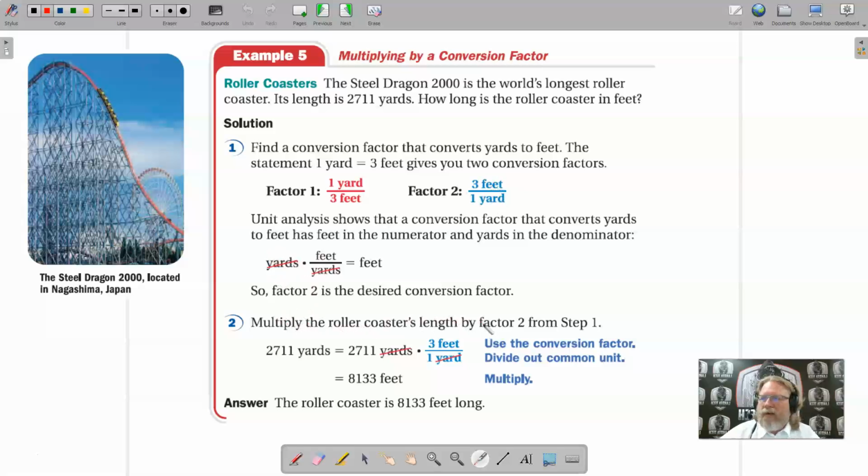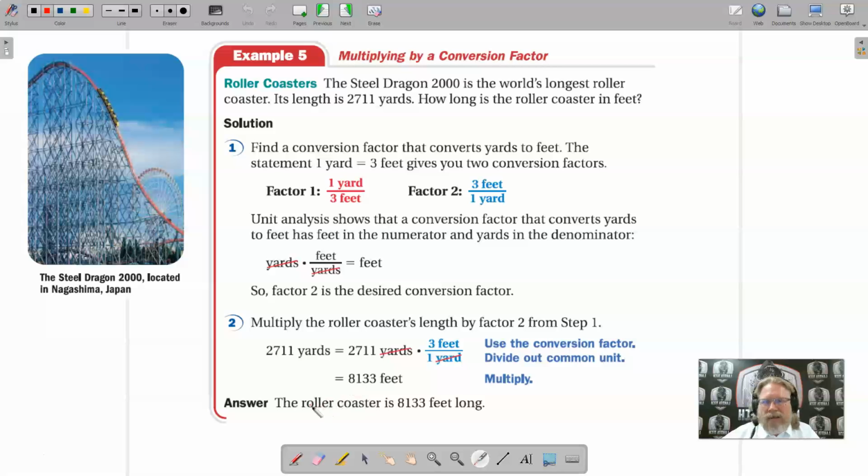So we multiply the roller coaster's length by factor 2, this one right here from step 1. So we have 2,711 yards is equal to, now we're just applying that conversion factor, right? Remember, a conversion factor has a value of 1, so we're not changing this by rewriting 2,711 yards as 2,711 yards times this conversion factor. Yards is going to cancel yards. And then 2,711 times 3 is going to give us 8,133. And then feet is the label we have left over because yards canceled yards, and that gives us feet.